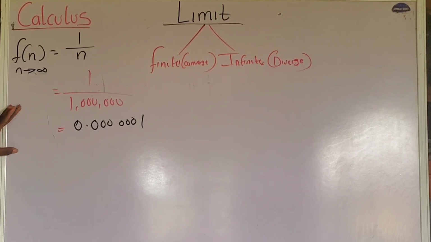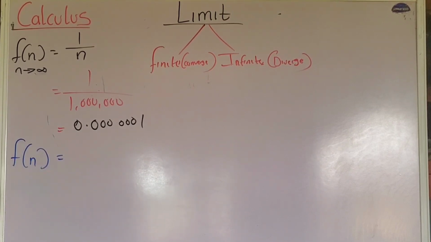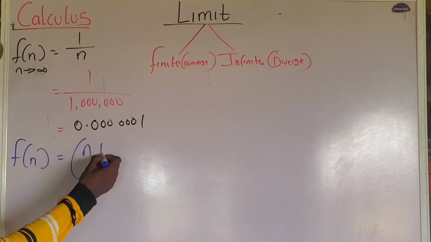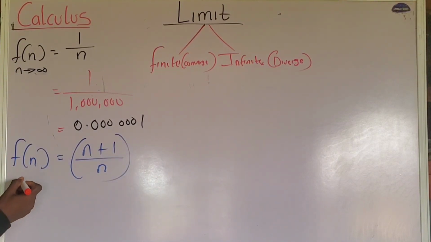Now, let's say we have another function, f of n. F of n is equal to n plus 1 all over n. Now, we are asked to take the limit as n tends to infinity.